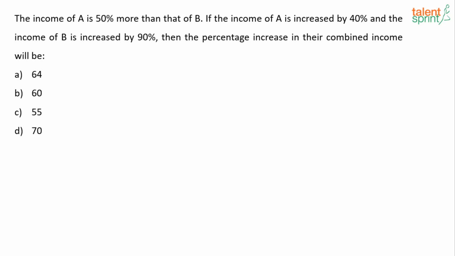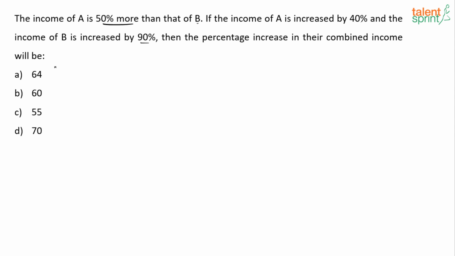See what it says. The income of A is 50% more than that of B. If the income of A is increased by 40%, and the income of B is increased by 90%, then the percentage increase in their combined income will be. How do you do this?